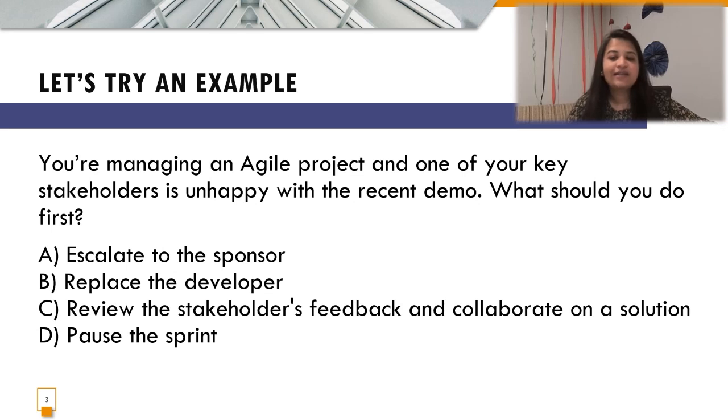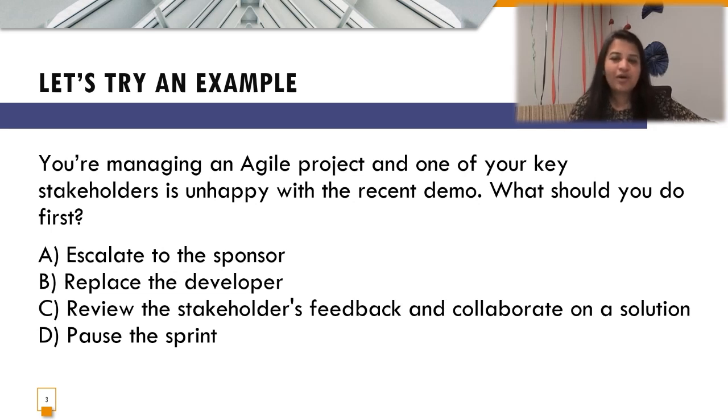Option A says escalate to the sponsor. That's not the right option choice because that is too soon without you actually analyzing the feedback. Option B says replace the developer, which is way too extreme and not collaborating, and that is not something that the ideal PMI project manager would do. So always remember that you are supposed to collaborate and analyze the feedback as the first step.